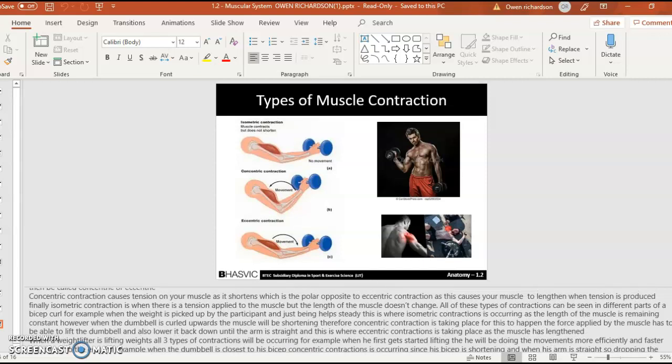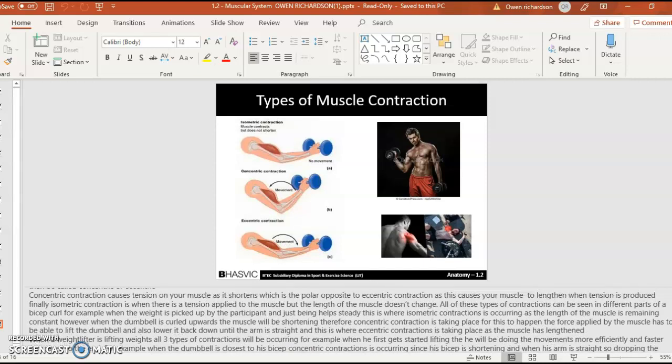All types of these contractions can be seen in different parts of a bicep curl. For example, when the weight is being picked up by the participant and just being held steady, this is where isometric contraction is occurring, as the length of the muscle is remaining constant. However, when the dumbbell is being curled upwards, the muscle will be shortening, therefore concentric contraction is taking place.